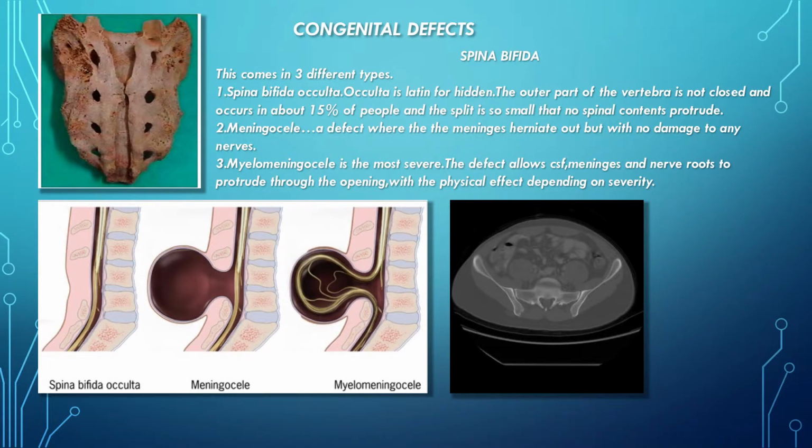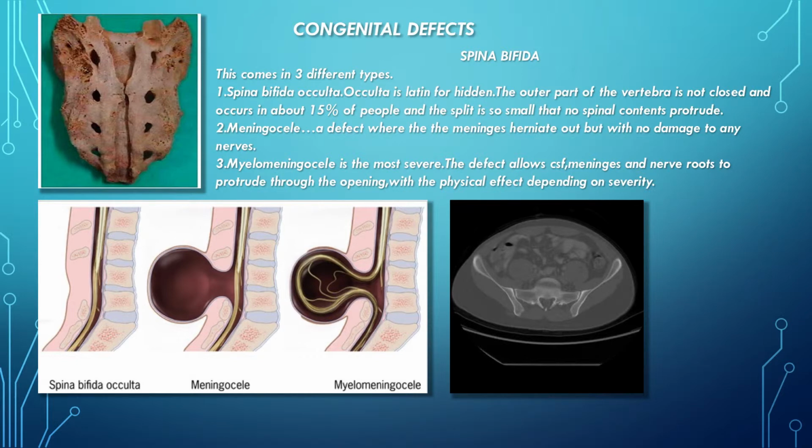Congenital defects. Here we shall discuss spina bifida. This comes in 3 different types. Number 1, spina bifida occulta. This is Latin for hidden. The outer part of the vertebra is not closed and occurs in about 15% of people, and is split so small that no spinal contents protrude.